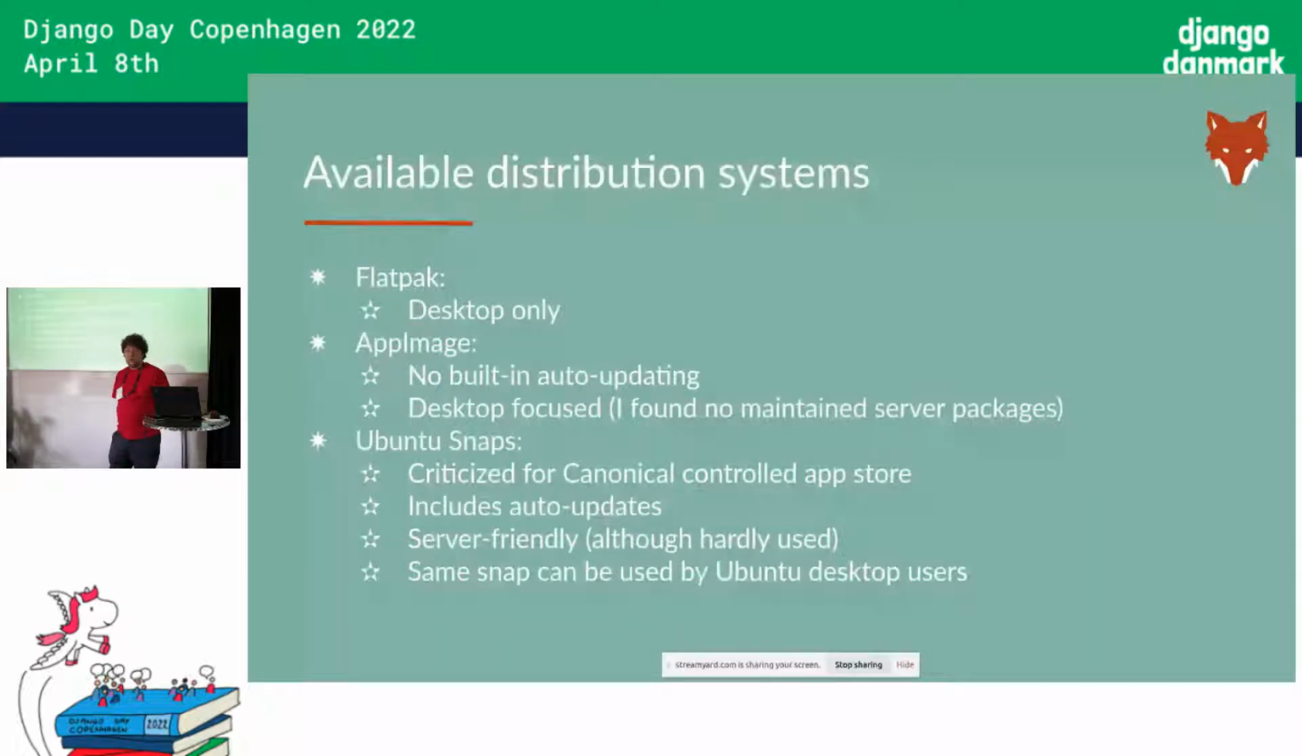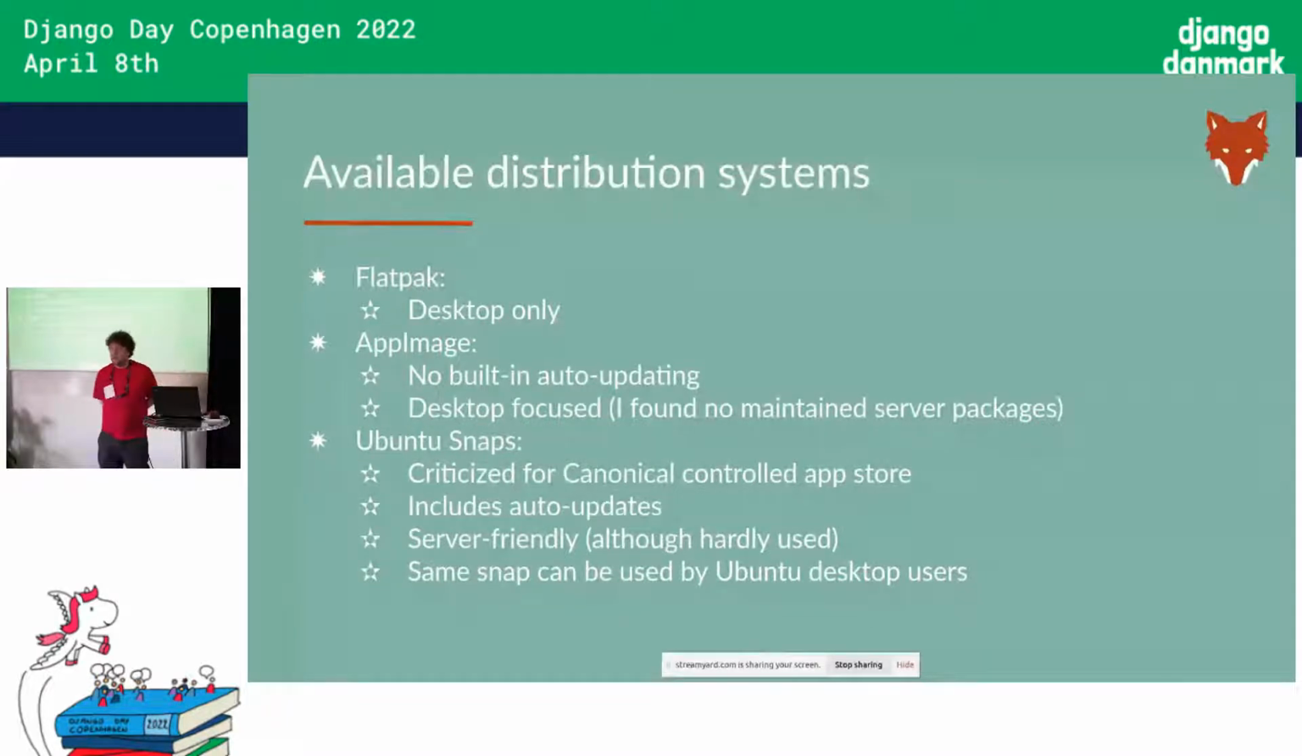So what we really wanted is to be able to push a button and say, all the ones that have this point release, please update to the next point release without us having to enter their server. And so that was really only Ubuntu Snaps, as far as I'm aware, that does all this. Now, of course, it's being criticized for this company Canonical controlling the App Store, but it does include auto updates. It's server friendly, meaning you can make these server-based apps, although as far as I'm aware, there's hardly anybody doing it.